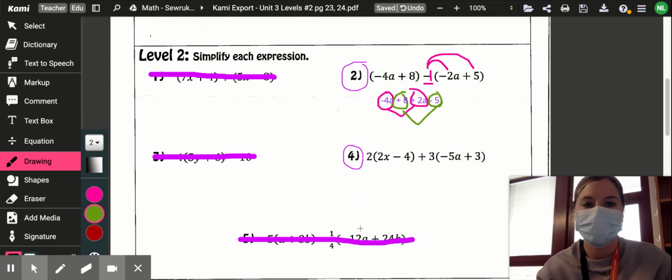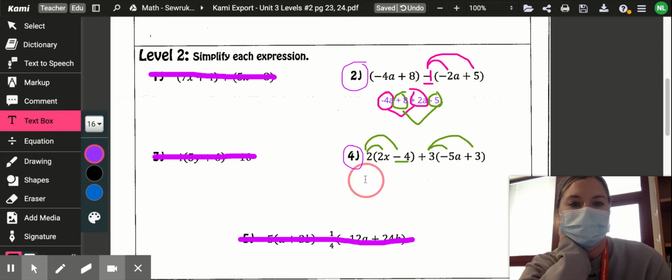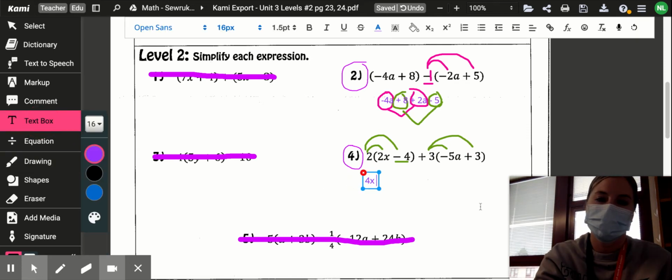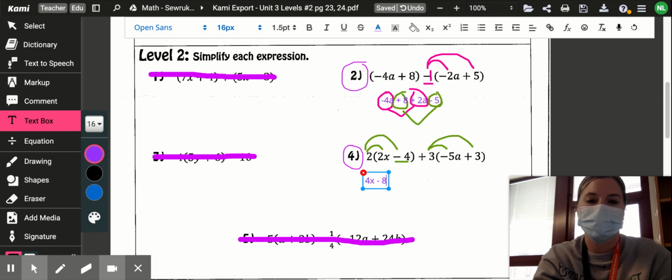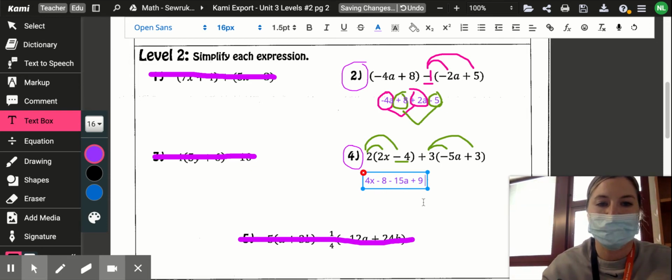Next one, same thing. You're going to distribute, which is multiplying 2 times 2x, 2 times a -4. Then you're going to do a positive 3 times a -5a, positive 3 times a positive 3. Once you do that, you are getting 4x minus 8 minus 15a plus 9. Circle the like terms, and then you're going to write the answer underneath.